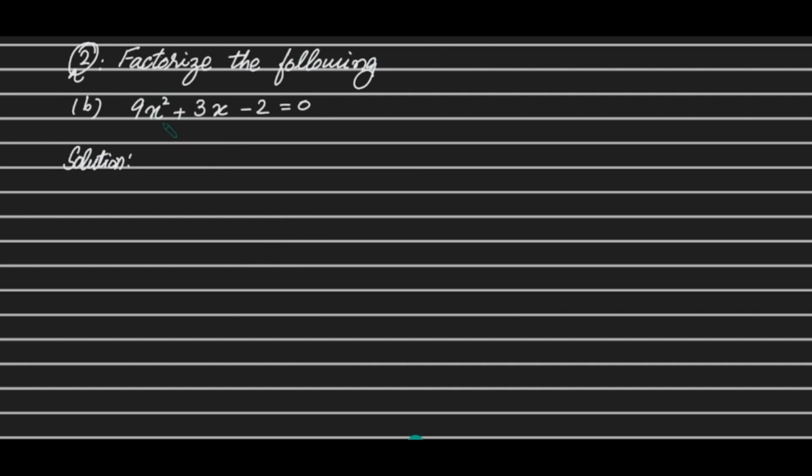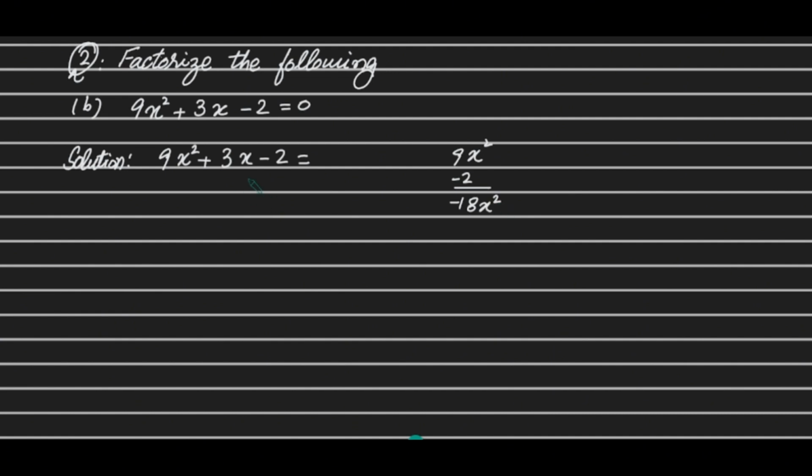Second question, now we factorize this equation. We write it, 9x squared plus 3x minus 2 equal to 0. As we see, the midterm is 3x and the product of the extremes, that is 9x squared times minus 2, is equal to minus 18x squared.